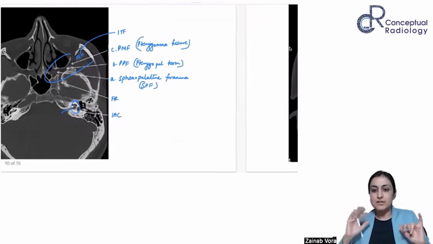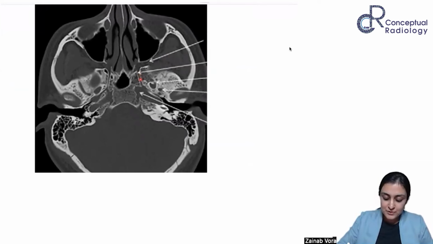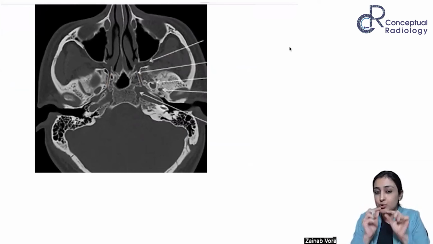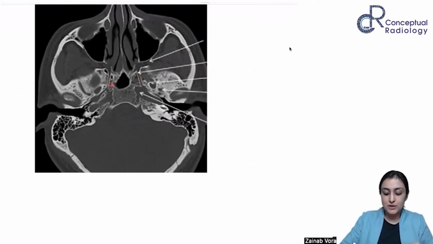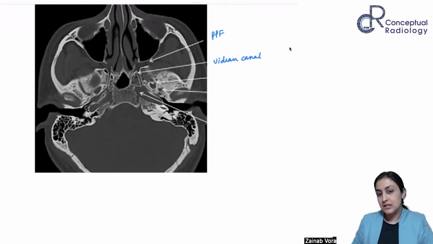All right. So now one step ahead. Now look at this one. Now see the difference. This is what Vidian canal looks like. It's much smaller, a small foramina. So this is what Vidian canal is. So again, this has to be the pterygopalatine fissure only. But now this becomes Vidian canal, slightly inferior level to the last one.